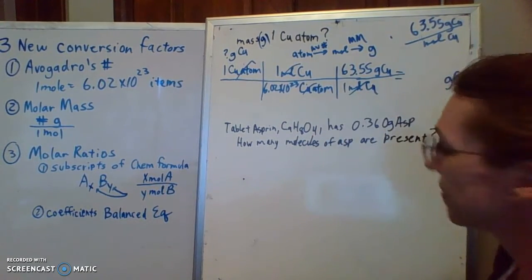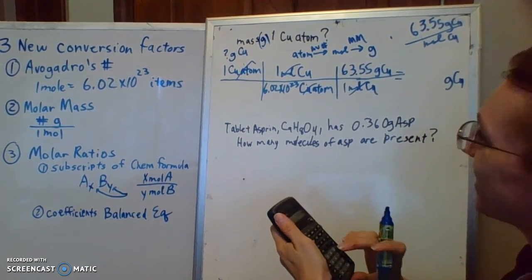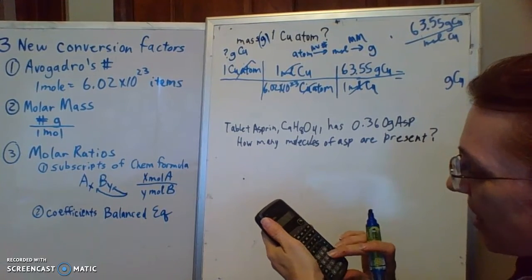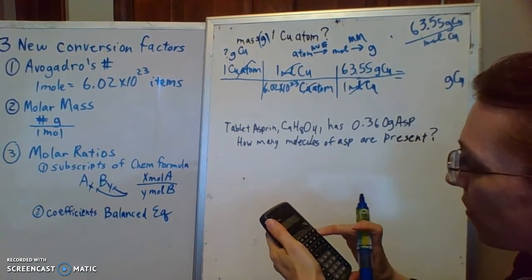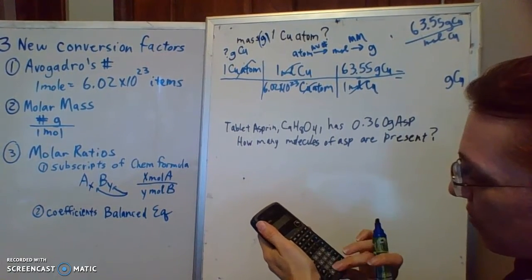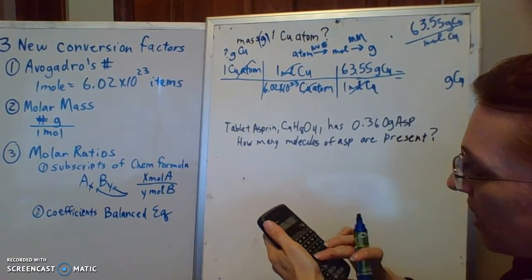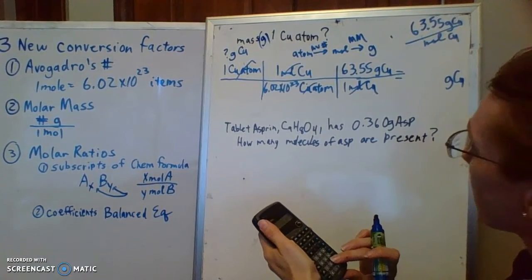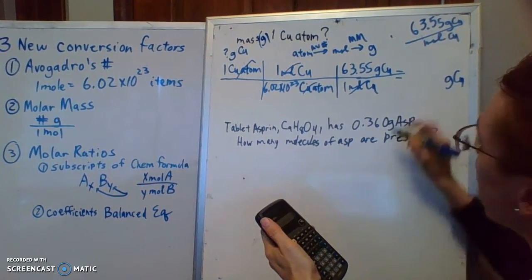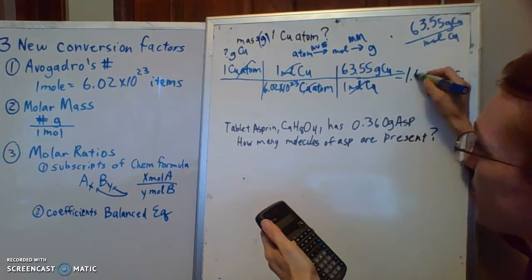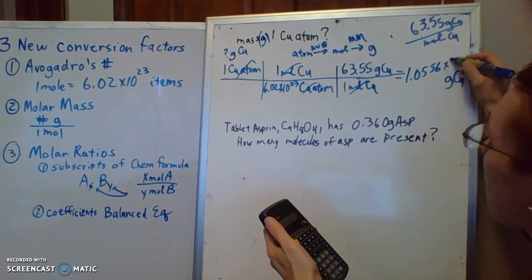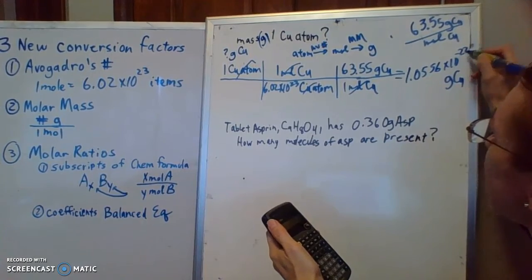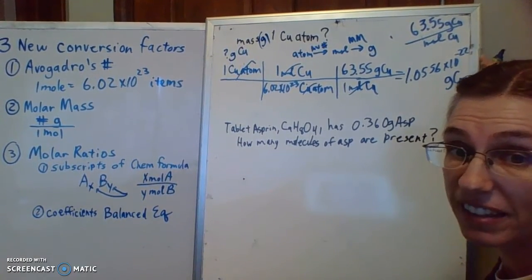So I believe this is where the video cut out last time. So let's go ahead and do that calculation. We've got 63.55 grams, and we're going to divide it by 6.02 EE to the 23rd, and we get a number of 1.0556 times 10 to the negative 22nd. That's what's directly off the calculator.